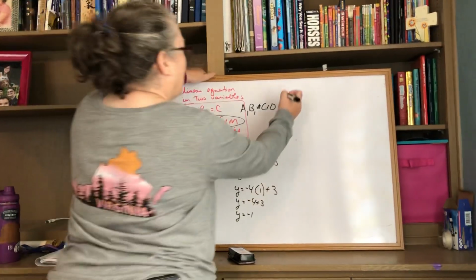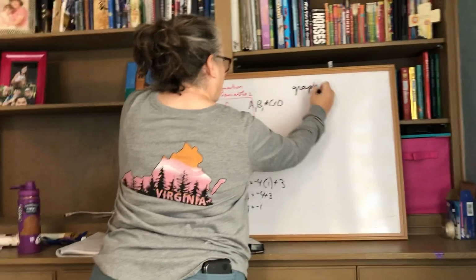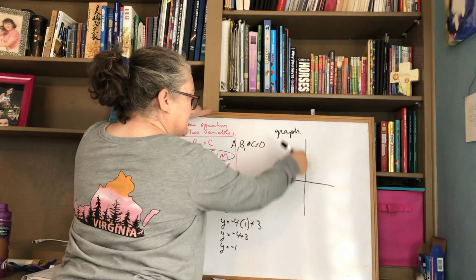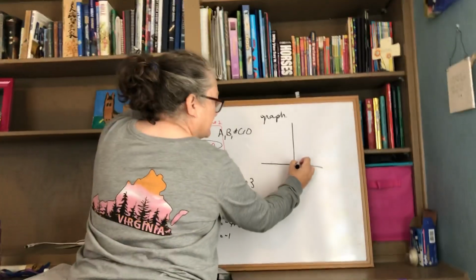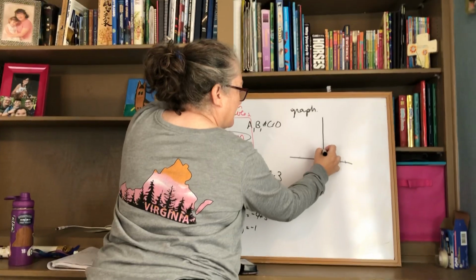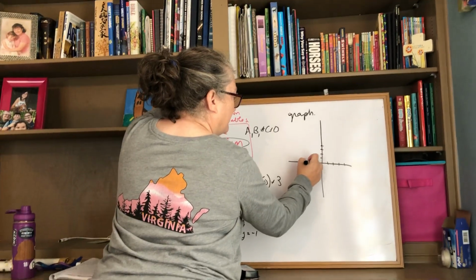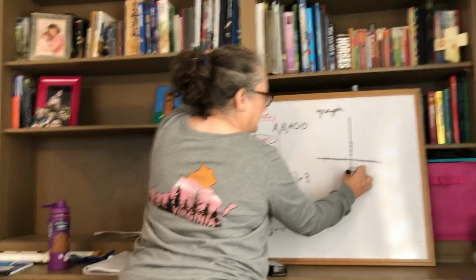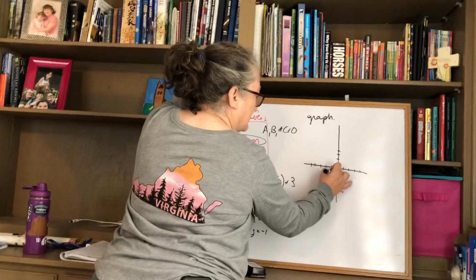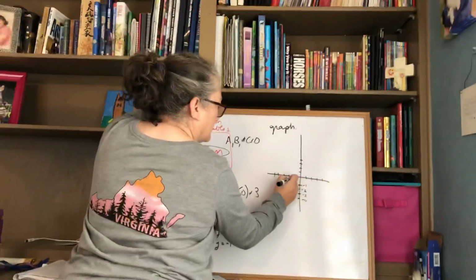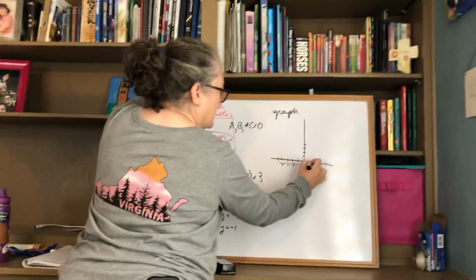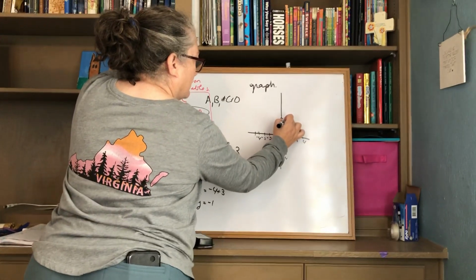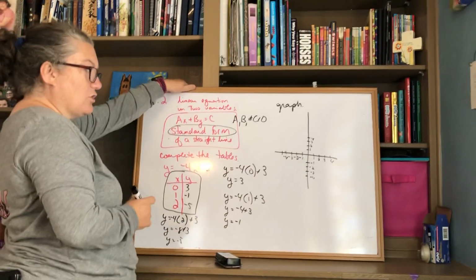So I'm going to come over here, we're going to graph it. I have my coordinate plane. This is my x-axis, this is my y-axis, and then I'm going to put some little marks here so that we can count them. So this will be -1, -2, -3, -4, -1, -2, -3, -4. This is 1, 2, 3, 4. 1, 2, 3, 4. Okay, so we got our coordinate grid up there.